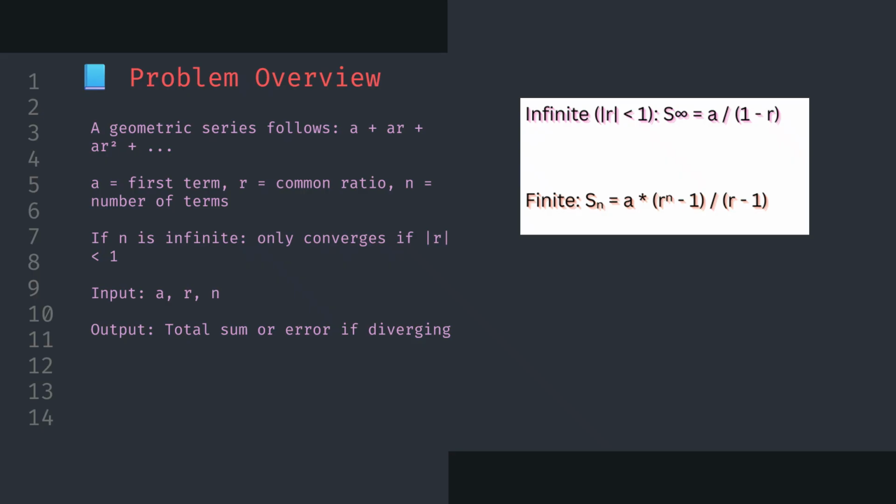A geometric series is one where each term is multiplied by a constant ratio to get the next. The formula to find its sum depends on whether we're dealing with a finite or an infinite number of terms. And if the ratio is too large in an infinite case, the sum actually doesn't exist. So, we'll have to be cautious and use the right formula based on inputs.